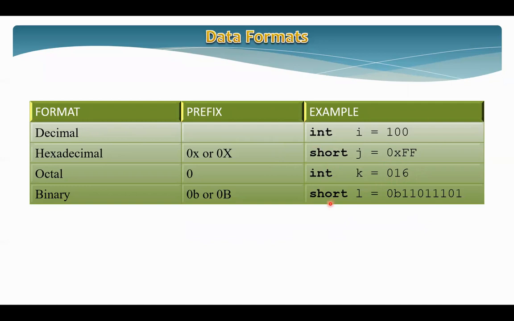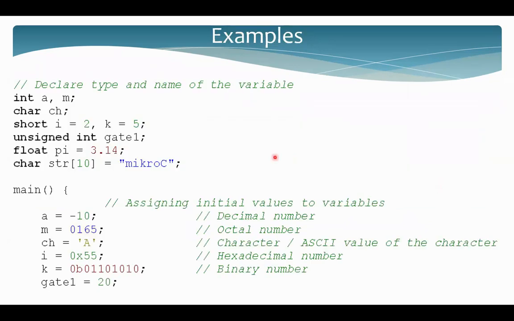And for binary numbers, you have to use the prefix 0b, and you have the bits, 8 bits. There are some more examples given here. Integer a and m. So if you have multiple variables of the same data type, then you can write them in a single line. So you have a and m, both of them are integer, and character ch is a single character, and short i equal to, you can define or assign an initial value to any variable. So here i has an initial value of 2 and k has an initial value of 5.